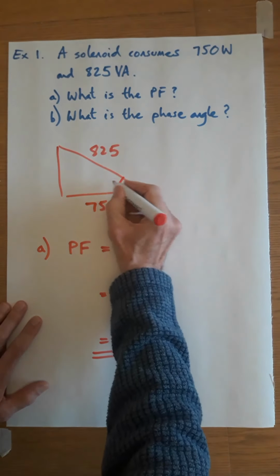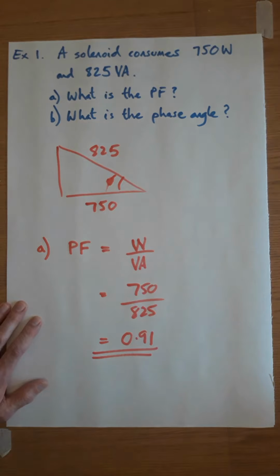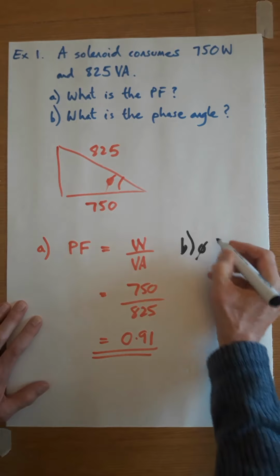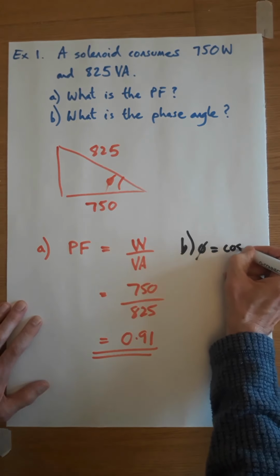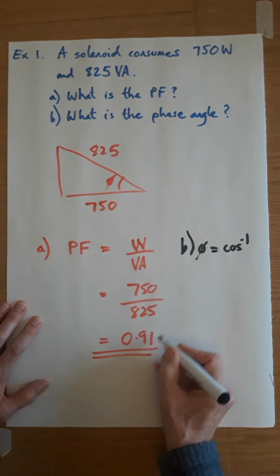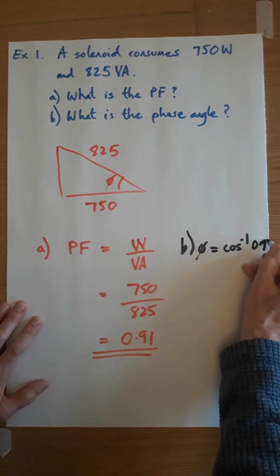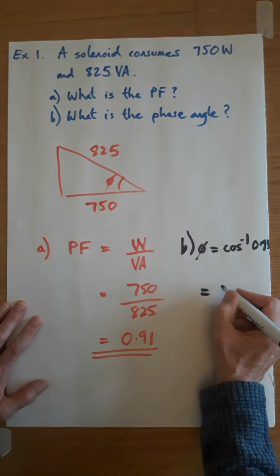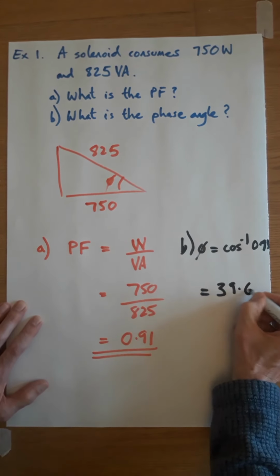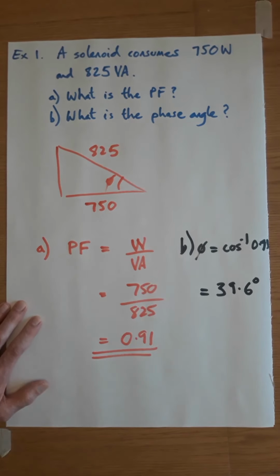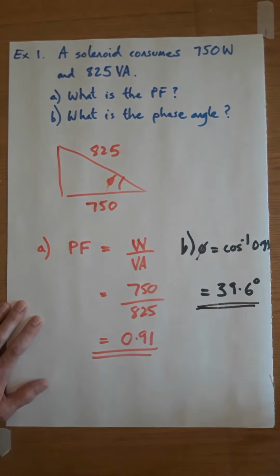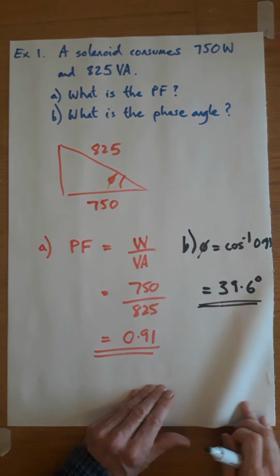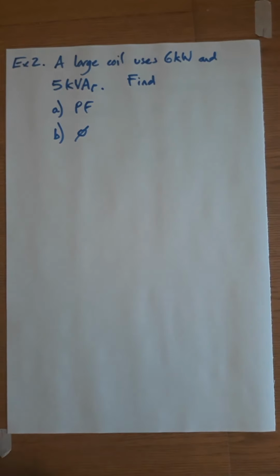Okay, there's phi. Let's find part B. Phi, not left myself a lot of room, is cos to the minus 1 of this number. So this comes up here, 0.91. That's a squeeze. And if you put that in your calculator, I'm hoping you'll get 39.6 degrees. Okay, so that started with a sketch and using your information. I'm going to carry on and do example 2.